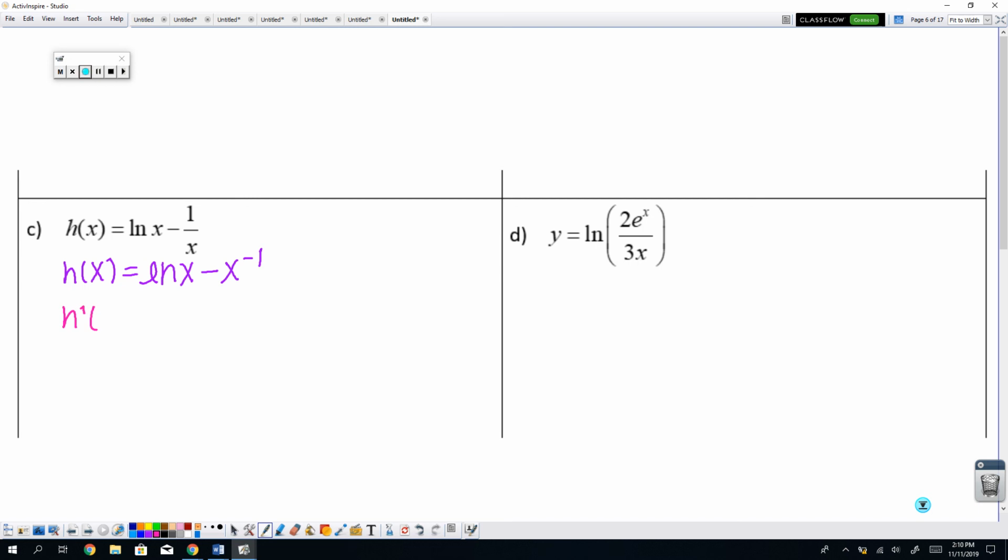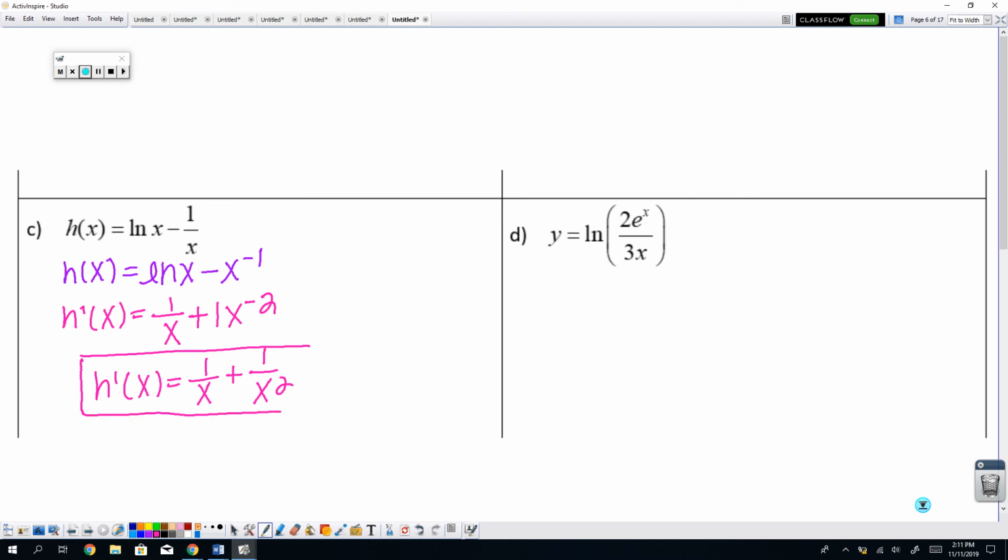h prime of x equals 1 over x plus 1x to the negative 2. So I'll rewrite that. h prime of x equals 1 over x plus 1 over x squared. Okay? Perfect. We can leave it just like that.